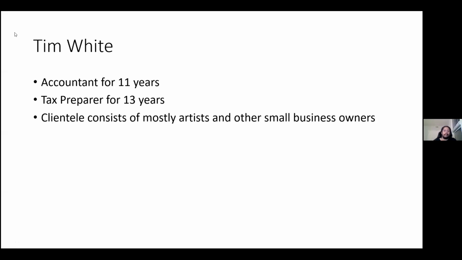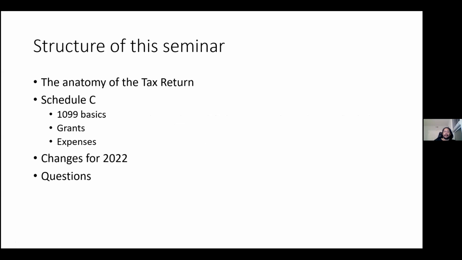Sorry about that. So yeah, I'm Tim White. I've been in accounting for about 12 years now. I should have updated that. And a tax preparer for about 14 years now. I mostly work with small businesses, particularly artists. So I've been doing that, like I said, about 14 years now. So yeah, it's just a little bit about me.